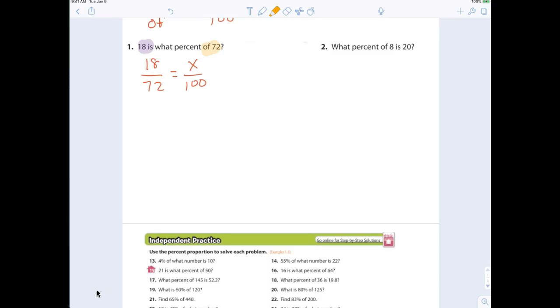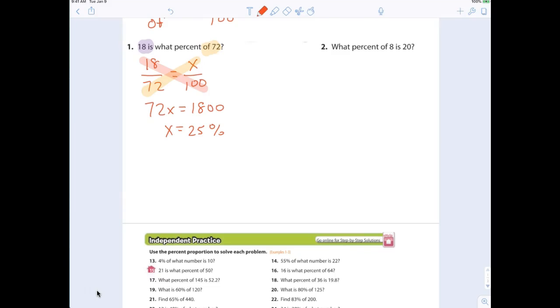Now when you cross multiply, if you recall, you're going this times this. So that would be 72x is equal to, and then of course you're going to multiply these two together. So that would be 1,800. Now you take your calculator and divide it out. And so x is equal to 25. Now we would say 25%. You would say 25%. Joseph, are you good?